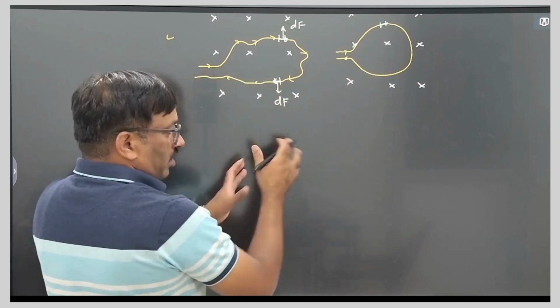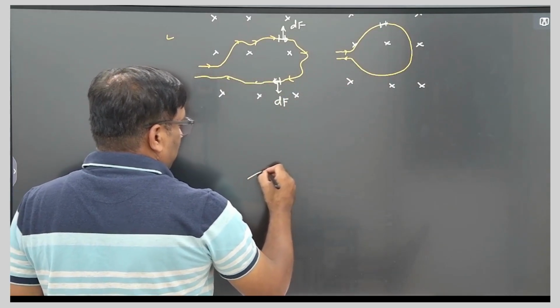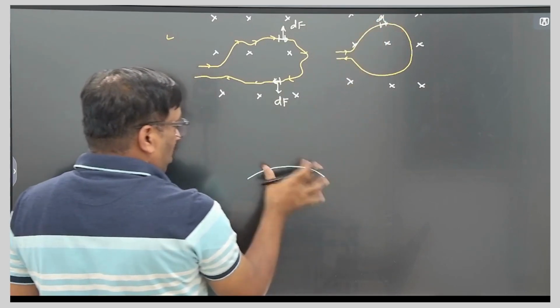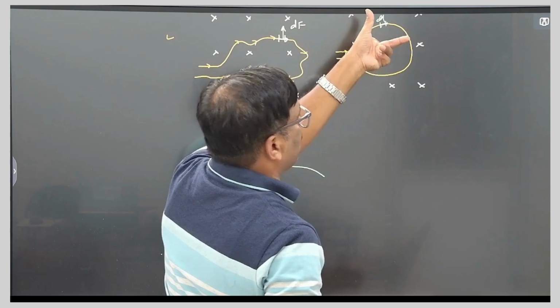I will draw it slightly bigger so that you can understand very clearly. This is one small part, a dL element. Due to this, this is your dL element, the current is like this and the magnetic field is like this.